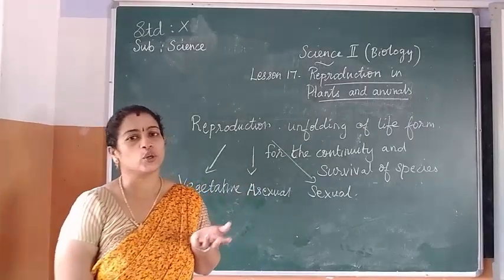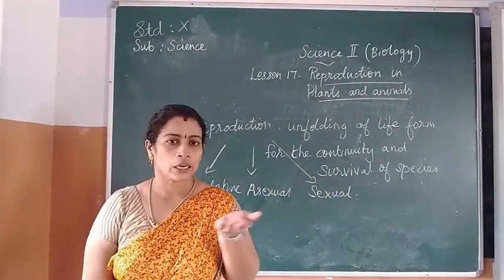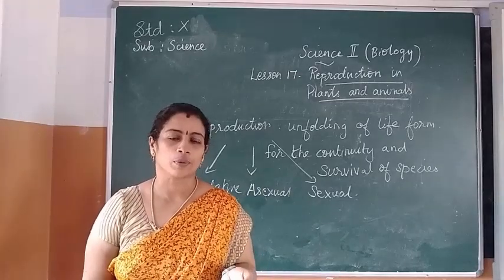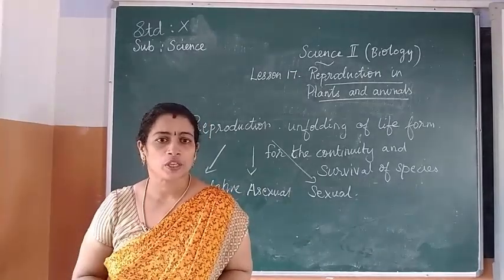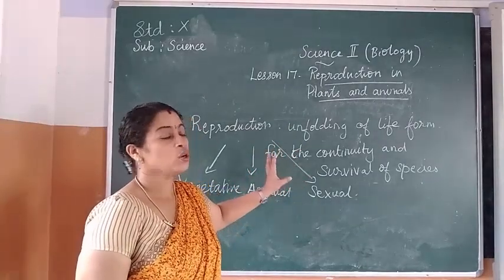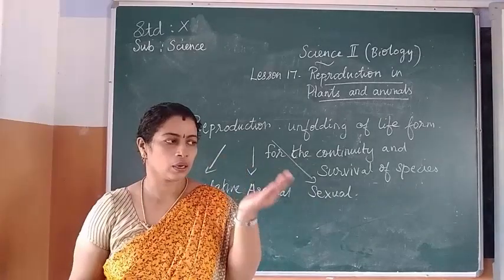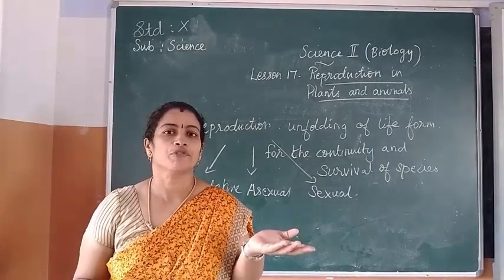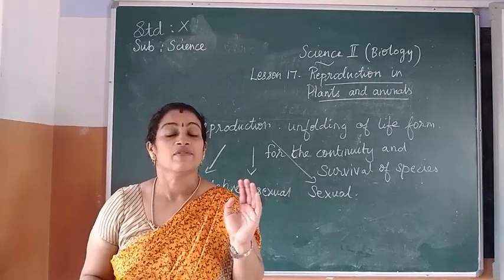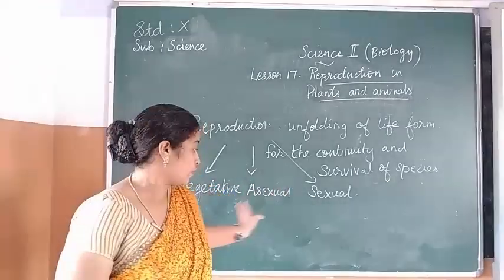Here there is no involvement of gametes. Small new organisms are formed from the mother plant itself, from the vegetative part of the plant. So we are going to study reproduction in plants. Plants means the vegetative part. The formation of a new individual from any vegetative part of a plant is said to be vegetative reproduction.